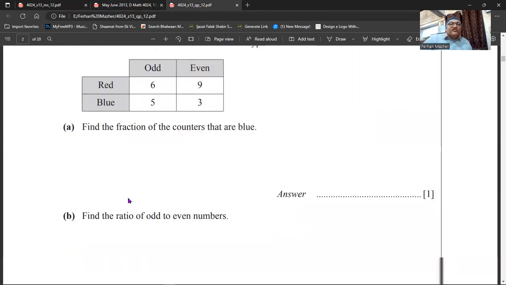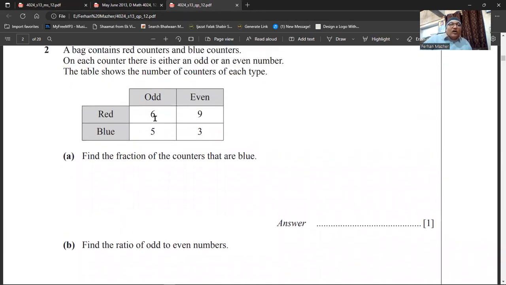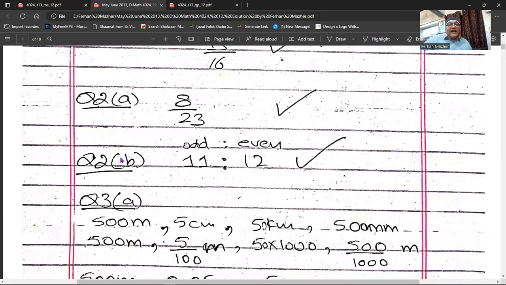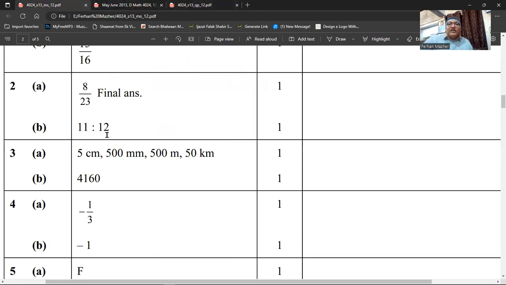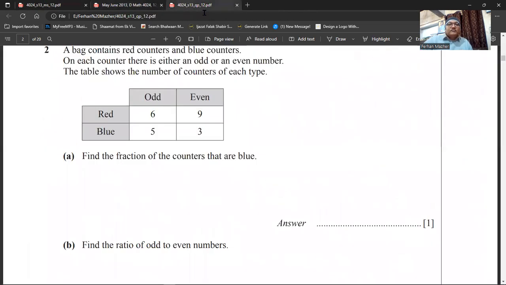Then the question is: find the ratio of the odd to even. So the odd are 11 and the even are 12. So odd to even, it will be 11 to 12. 11 to 12 is the right answer. This is the solution.